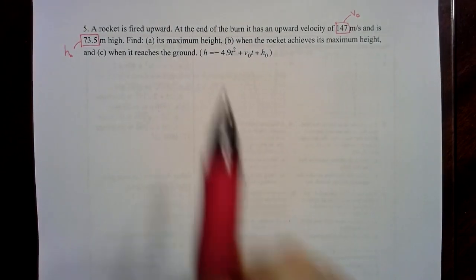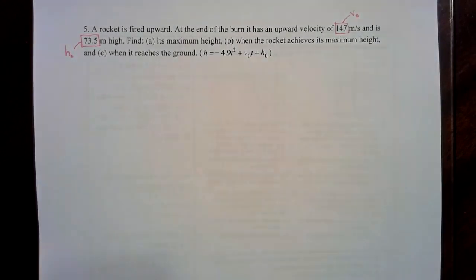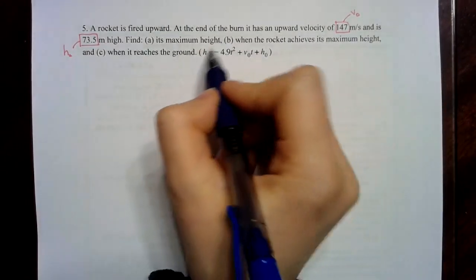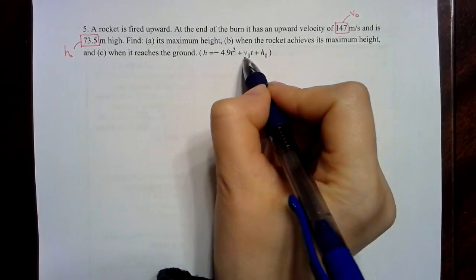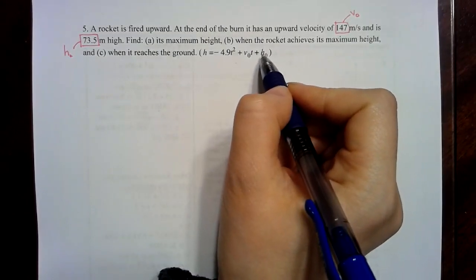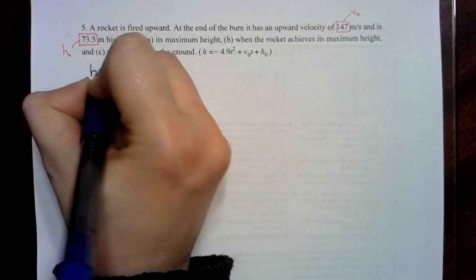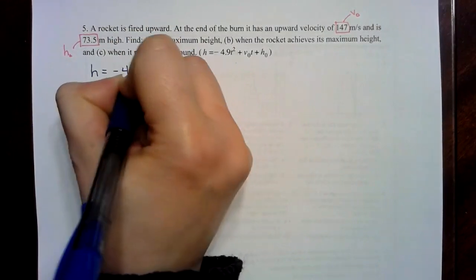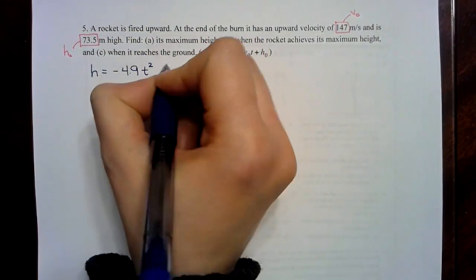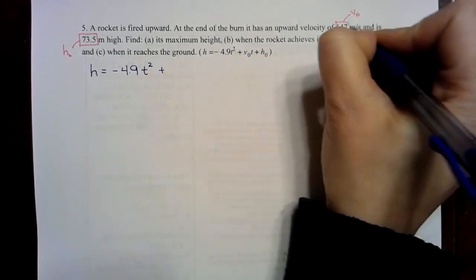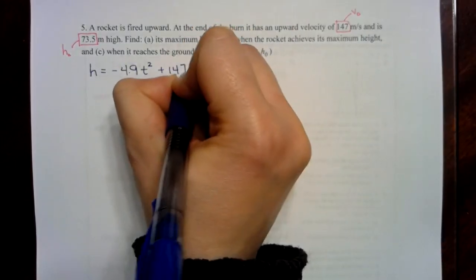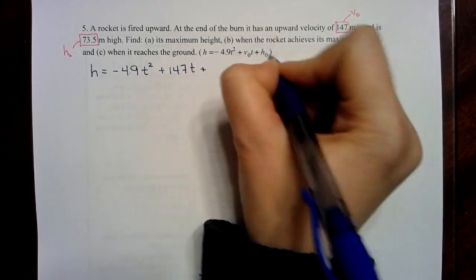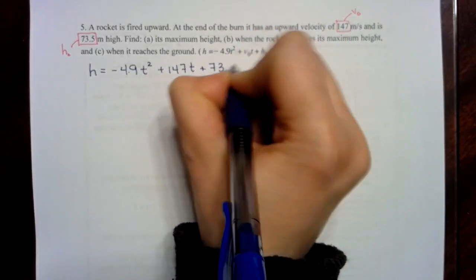So before I even attempt to figure out how to answer any of these questions, I'm going to plug into my formula and turn all of these variables, these v0s and h0s, into numbers. So we have a formula for h, the height: negative 4.9 t squared plus v0, which is 147, t plus h0, which is 73.5.